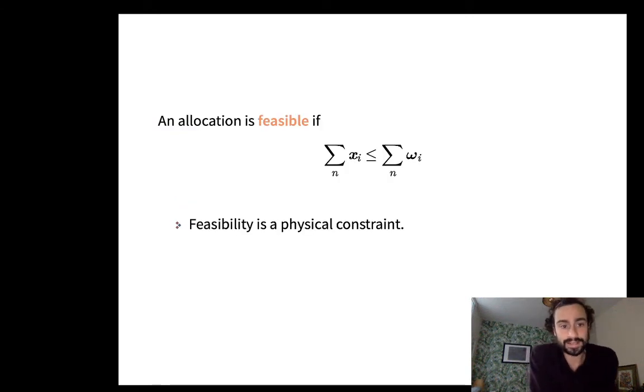So what we're going to say is that an allocation is feasible if the total amount consumed is less than the total amount supplied, the total amount that we were endowed with in the beginning. This is just a feasibility constraint, a physical constraint that says no production happens. So however many bell peppers we're endowed with is how many bell peppers we can eat as an economy. There's no imports, no exports, no anything.